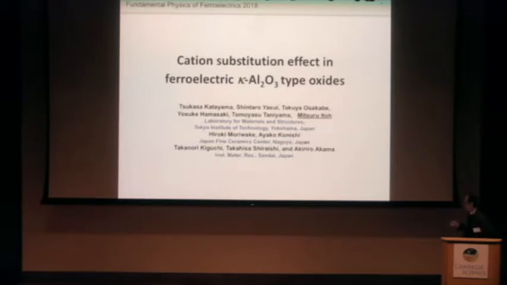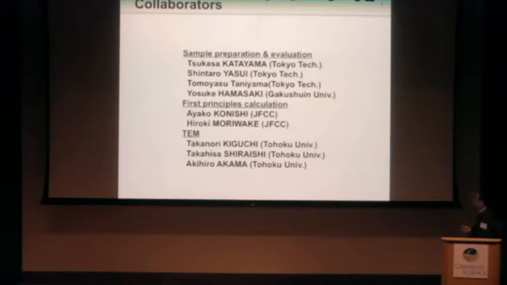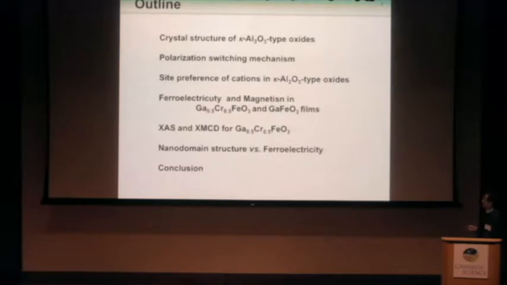And today, I will talk about ferroelectricity in copper alumina type oxide, but not alumina. So please remember that. And these are my collaborators. The outline of my talk is that first I will introduce the detail of the crystal structure of the copper alumina type oxide. Secondly, the polarization switching mechanism, and third, site preference of cation in copper alumina type oxide. And the main topic today is the chrome substitution in gallium ferrite films.